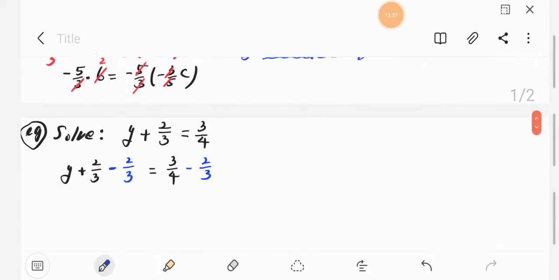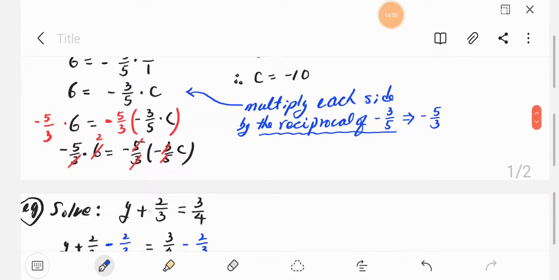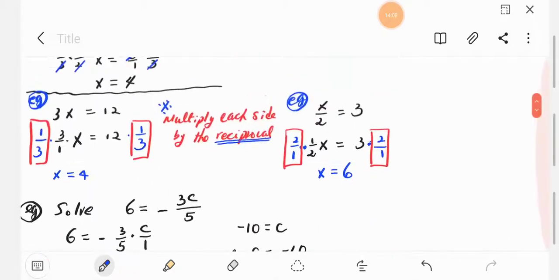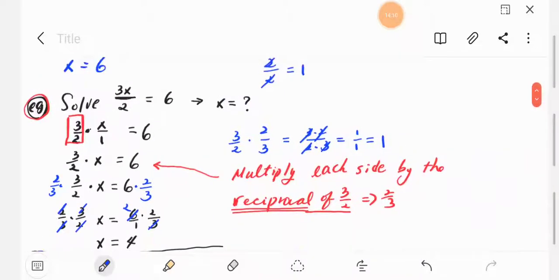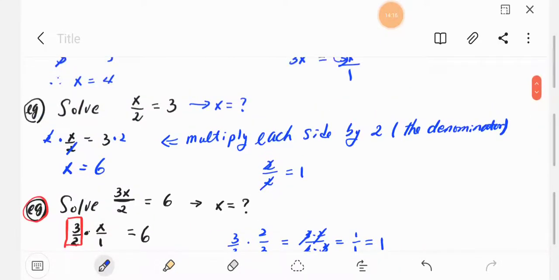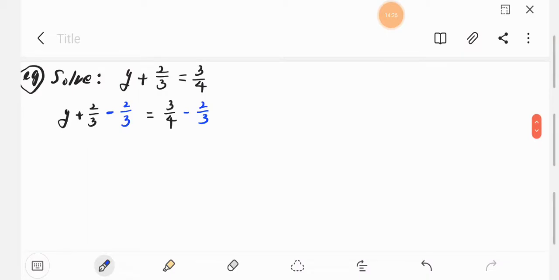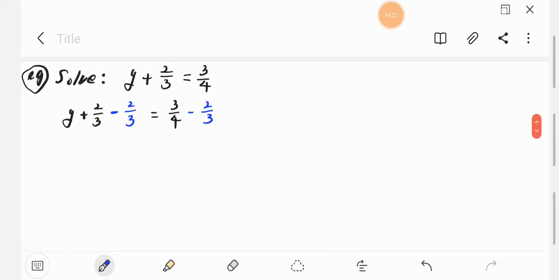Unlike the previous examples, the previous example is a product, multiplication, right? 3c, 3 times c, this is a multiplication. And also 3, this is 3 times x, right? 3 times x, multiplication. 3 over 2 is a division. It's not an addition or subtraction. So since this is an addition, we do subtraction.